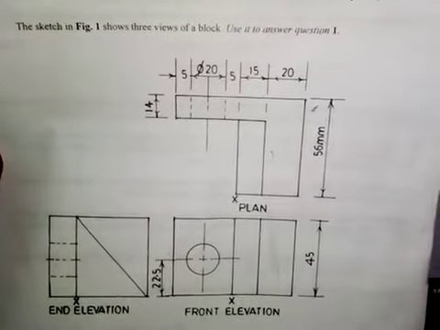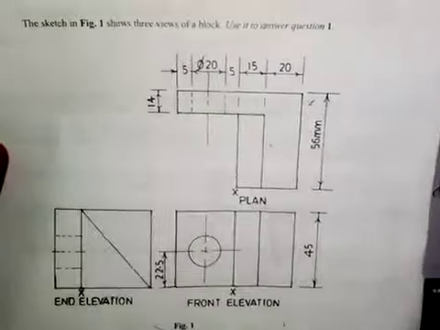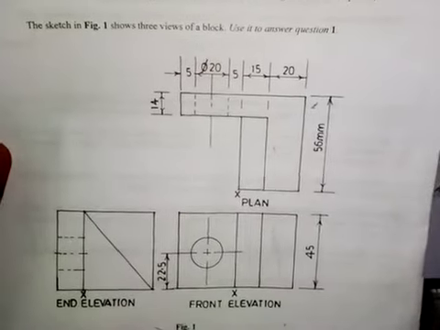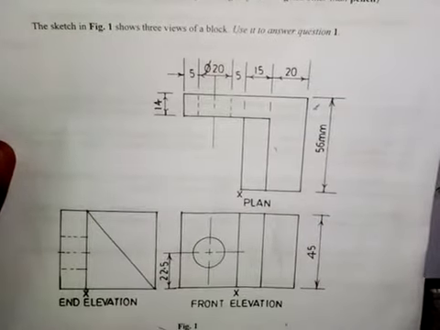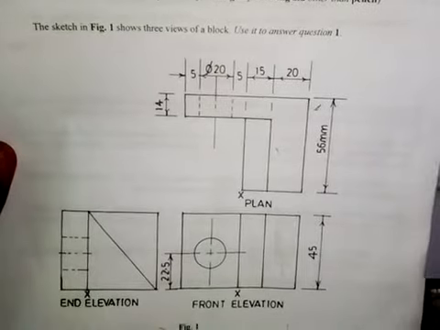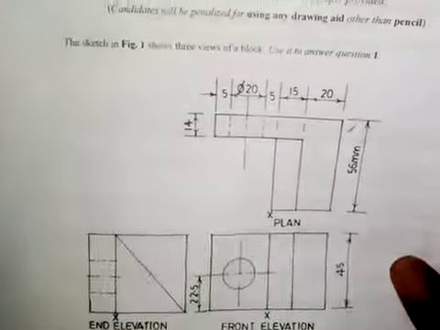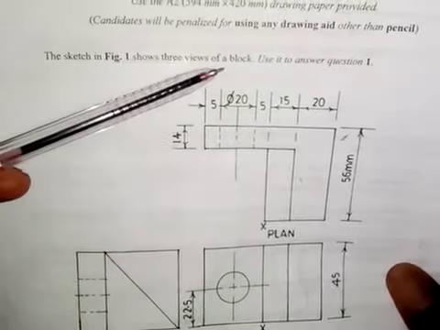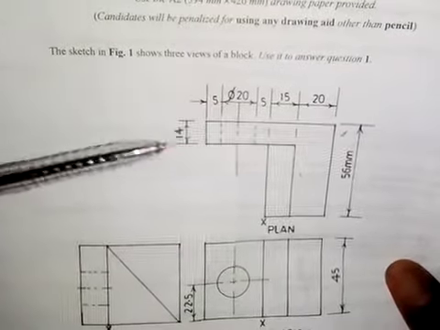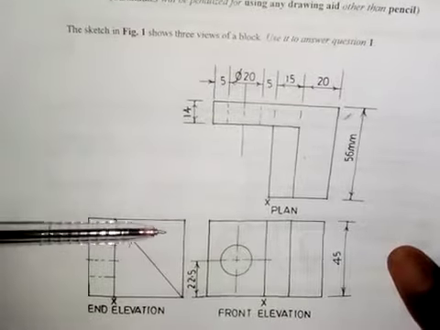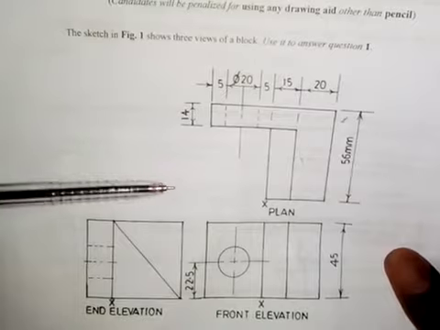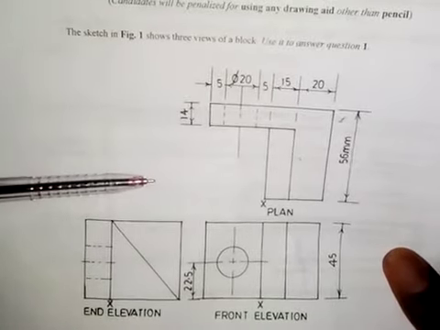Okay, right now what I want to do here is show you how you can use your drawing instrument to produce the isometric view of this object whose orthographic views are given. As we have here, the sketch in figure 1 shows 3 views of a block used to answer question 1.